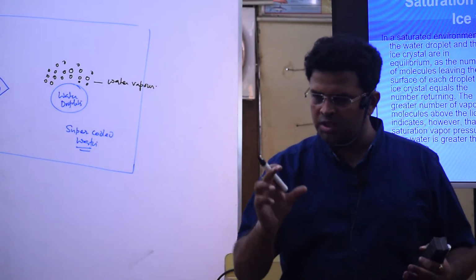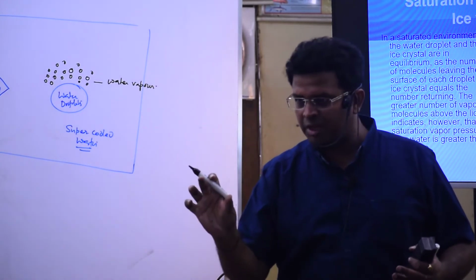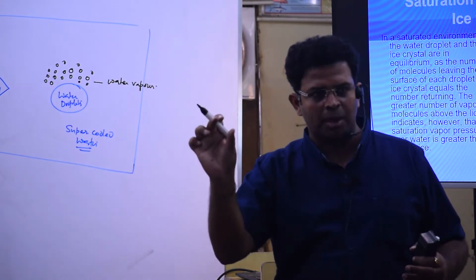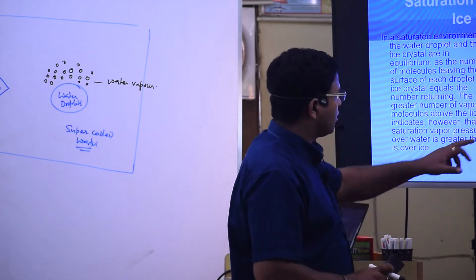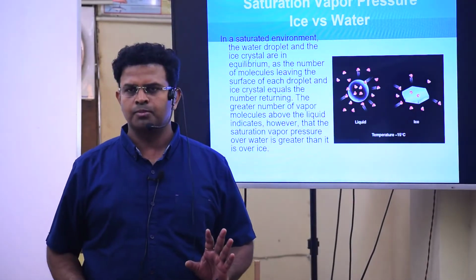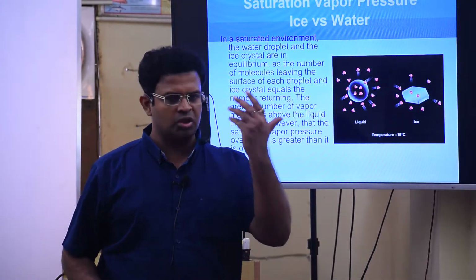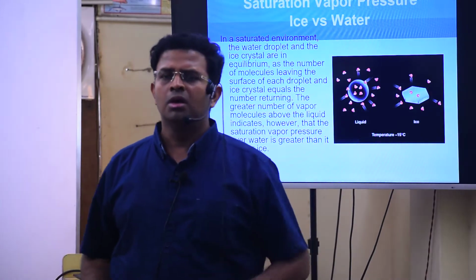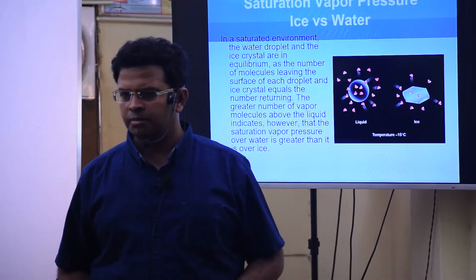Water molecules around it have comparatively more space, so the saturation vapor pressure will be more, and the saturation vapor pressure around the other will be comparatively less. What do both have? Vapors. What did I say before? It was not necessary, but let me explain. First I said both are in equilibrium.